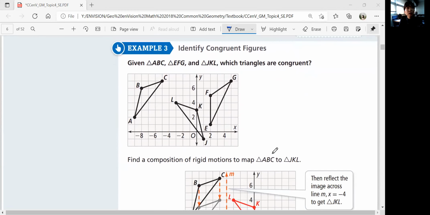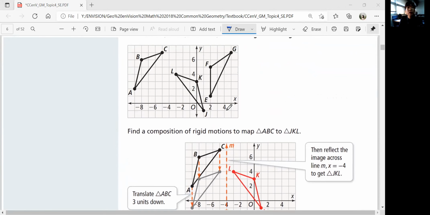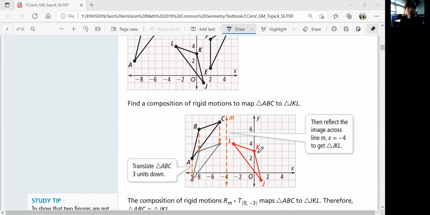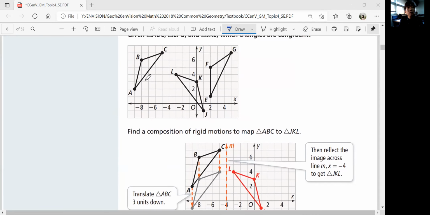Identify congruent figures. Given triangles ABC, EFG, JKL, which triangles are congruent? Can we find a composition of rigid motions to map a triangle to another? If we can, then the triangles are congruent by the definition of congruency, right? If we can find a transformation or a composition of transformations that are rigid motions, then yes, they're congruent. You can use translation and then a reflection to map ABC to JKL. Okay, so ABC and JKL are congruent.